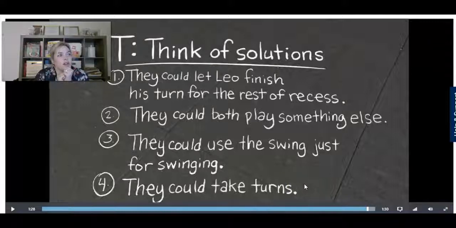Okay. So the third problem-solving step on the poster is E, explore consequences. A consequence is something that could happen if you pick a solution. It can be positive or negative. So an example for positive is if Travis lets Leo finish his turn, then Leo will feel happy. But a negative consequence is that if Travis lets Leo finish his turn, then Travis will feel sad. So we're going to focus our attention and listen as Travis and Leo explore the consequences of their solutions. Think about if the consequences are positive or negative. Okay?